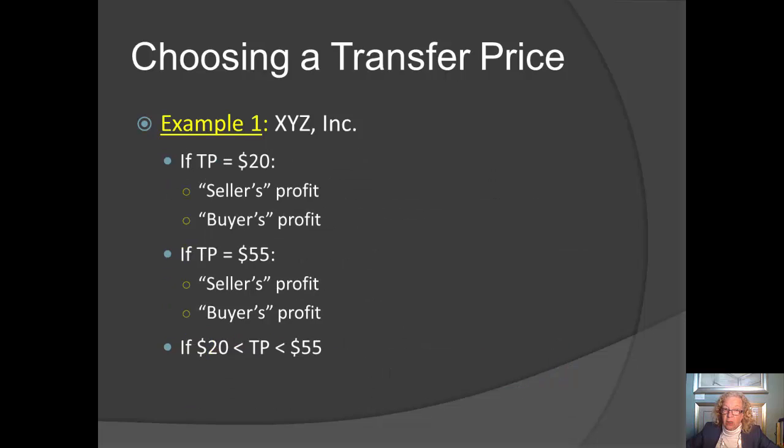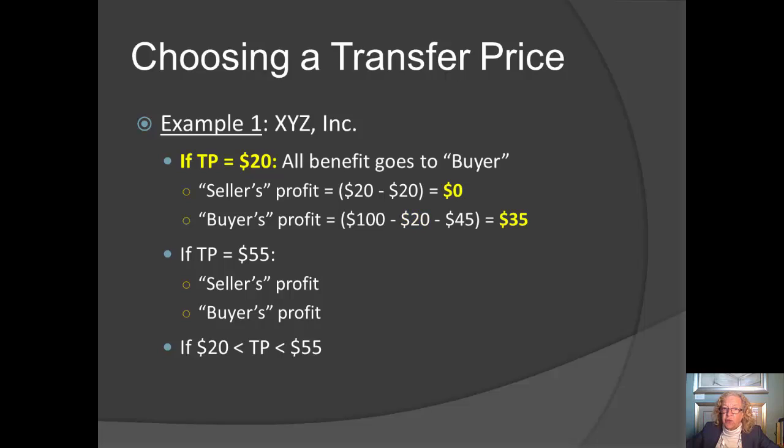Let's take a look. If the transfer price is $20, that's the cost in the seller division, then the seller division's profit is going to be 0. The buyer division's profit is going to be its $100 selling price minus the $20 transfer price minus its own costs. In this scenario, all of the benefit of the transfer goes to the buyer.